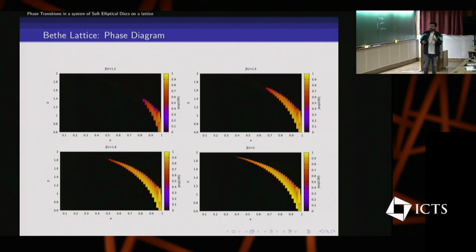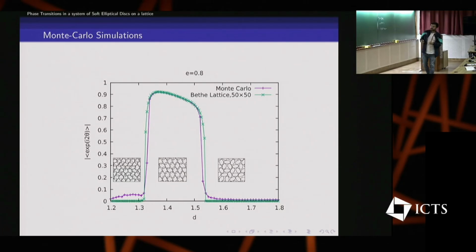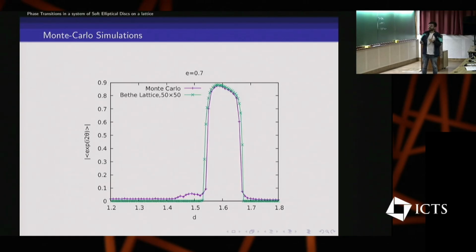What we wanted to see next was how close these results are to reality, and to check with Monte Carlo simulations. This is the Monte Carlo simulation and the Bethe lattice result. As you can see, it predicts the transition point very well. There are fluctuations around here. And in the Monte Carlo simulation also, this prediction is verified, that there is this re-entrant phase transition. This is for one eccentricity, and the second eccentricity works well too.